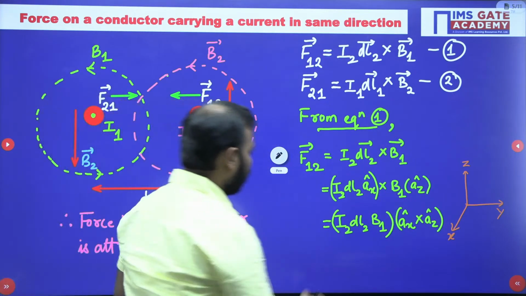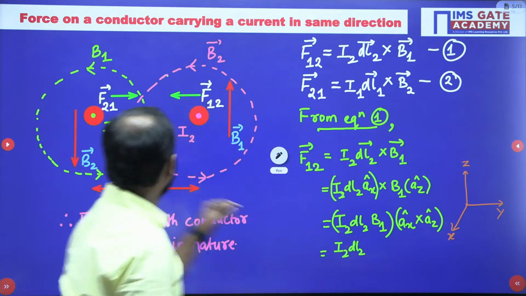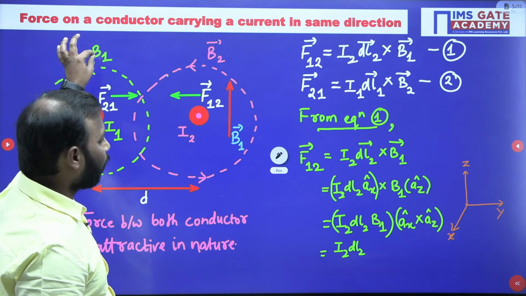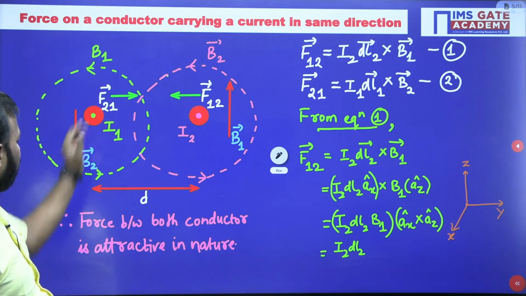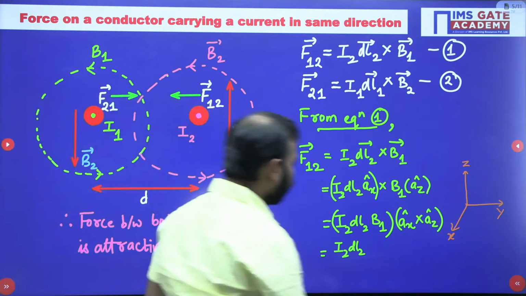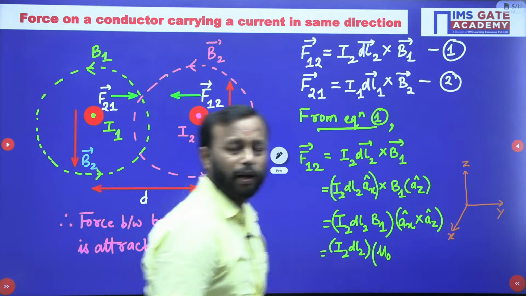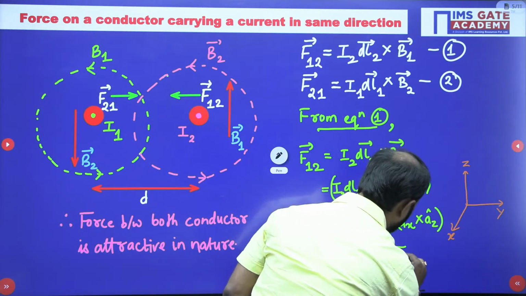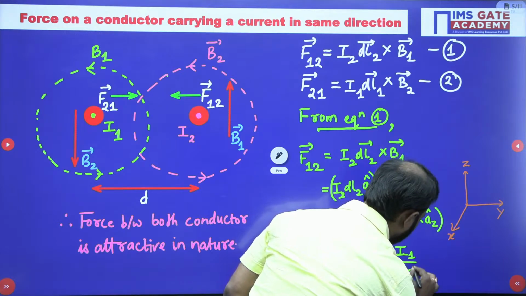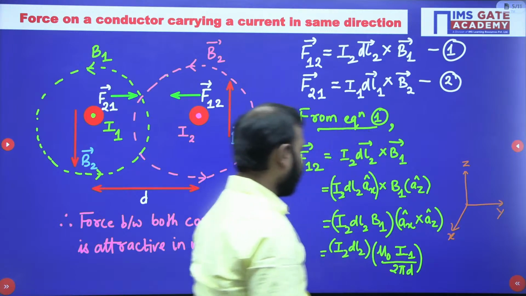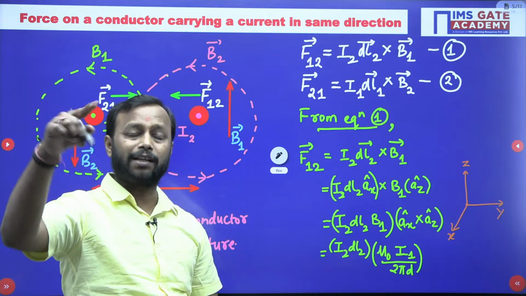Now B1 is equal to mu naught I2 del L2. See, B1, the magnetic field of B1 at this center or at a distance d from here, at a distance d, it will be equal to mu naught H1, and H1 is I1 divided by 2 pi d. क्या ये समझ में आया सबको? मैंने क्या क्या यहाँ पे? Here I have substituted the value of B1 from the Biot-Savart's law, B1.